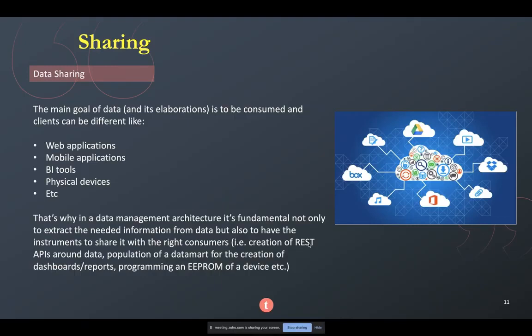But it is not only that. The population of a data mart, for example creating reports on top of it, can be seen as a form of sharing data. And even programming an EEPROM of a device, an EEPROM being an erasable programmable memory. So I just want you to think that when we talk about sharing, we are talking about everything that can help the consumption of the information that we are extracting from the data.